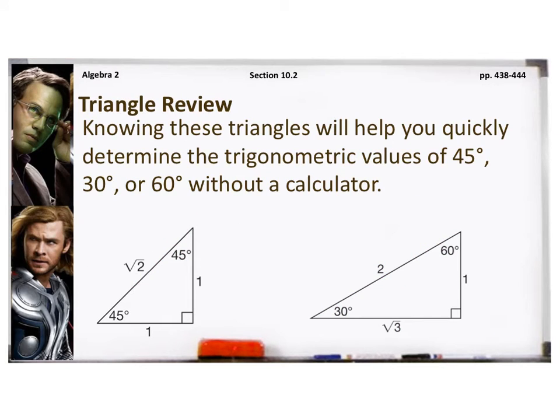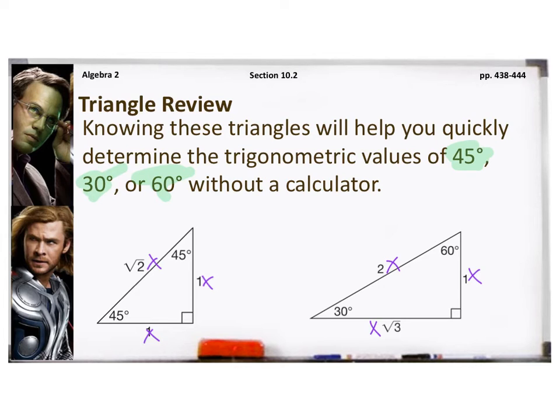All right, triangle review. Knowing these triangles will help you quickly determine the trigonometric values of 45 degrees, 30, and 60. You need to know these side ratios. It's important. And these are merely a side ratio. Another way to express these would be to say x, x, and root 2 times x. And this would be x, 2x, and x root 3.